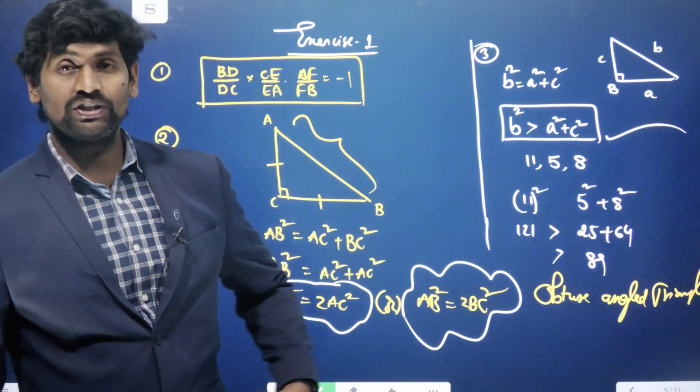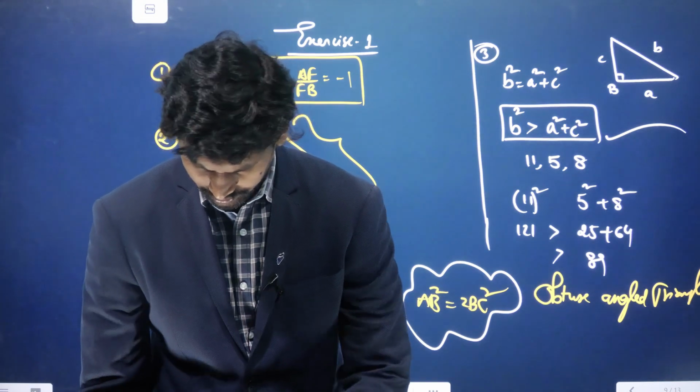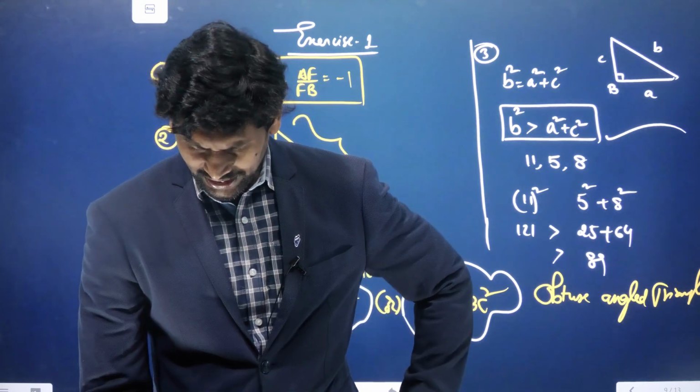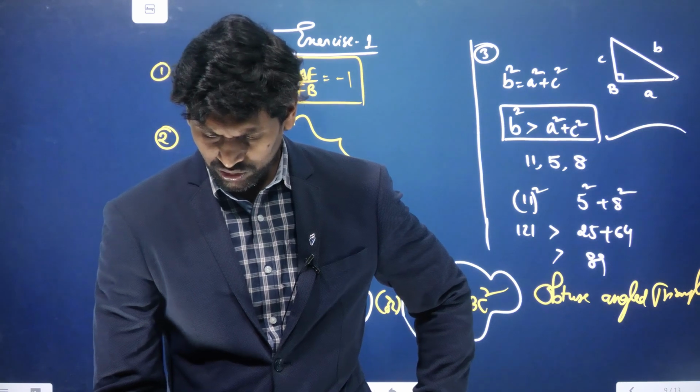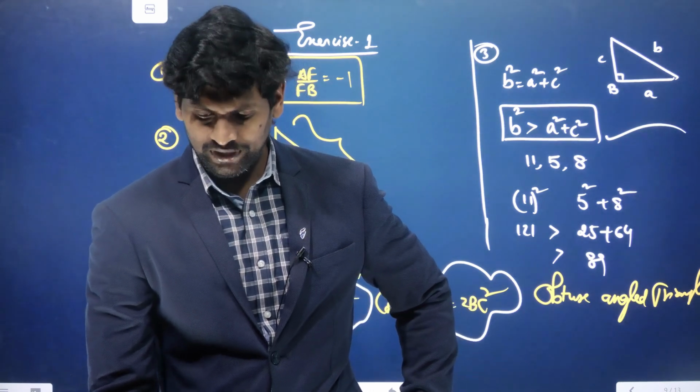Now question number 4, which says: in triangle ABC, B is an acute angle, and AD is perpendicular to BC.